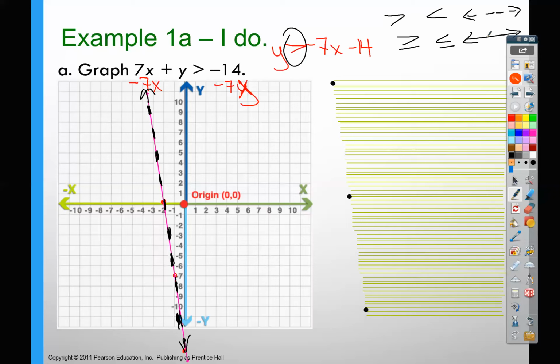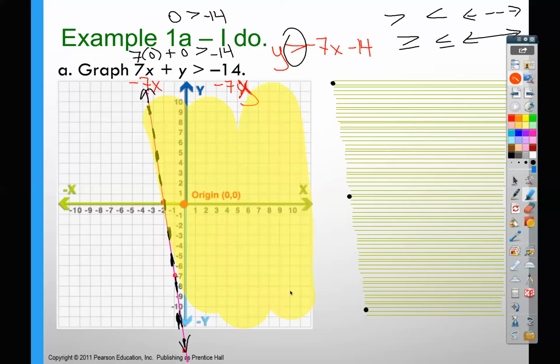So what that means is if I plug in a 0 for x and a 0 for y, is the statement going to be true? Is 0 greater than negative 14? Yes, it is, which means that I can shade the area of the graph that 0, 0 lies in, and that is it. That's how you graph it.